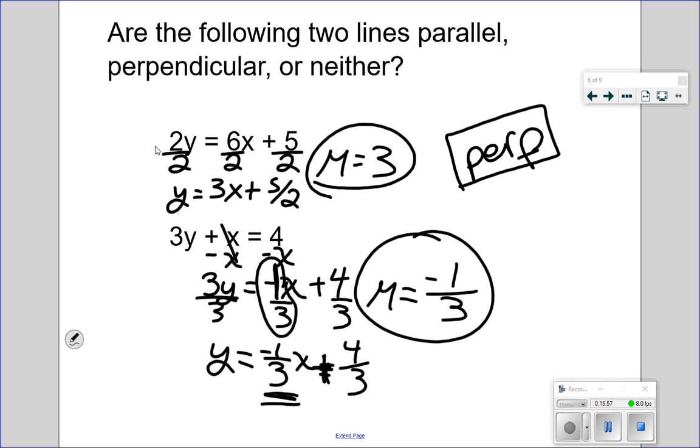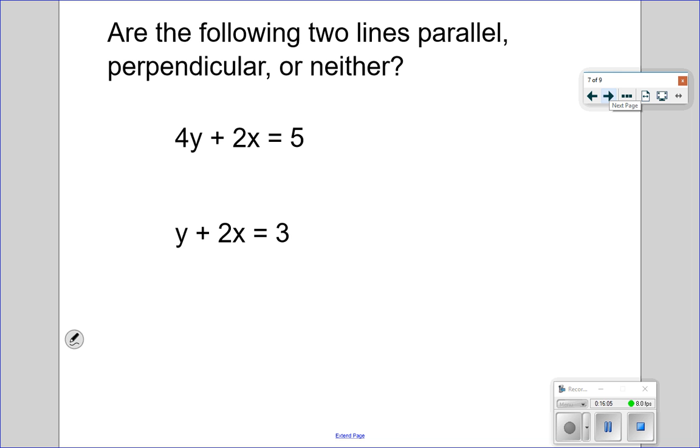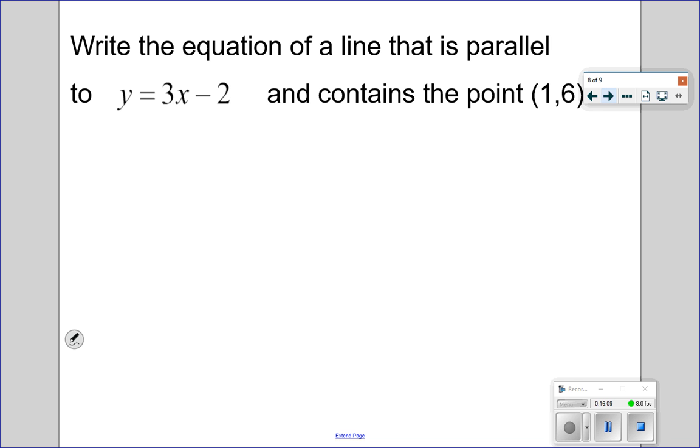Okay, the last thing that we're going to work on today, now that we know how to identify parallel and perpendicular lines, is we're going to have to write equations of parallel and perpendicular lines. So, this is an example of a type of question you'll have to do. Write the equation of a line that's parallel to this line and contains the point (1, 6).